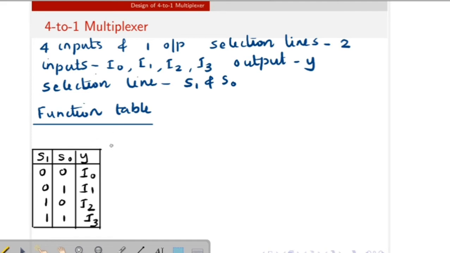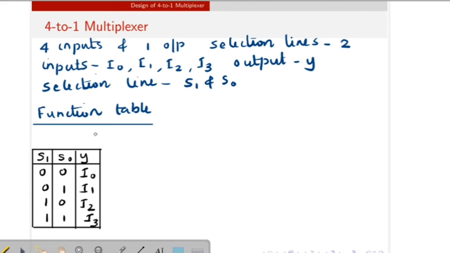In the case of a truth table, we draw the inputs and outputs relationship. A truth table specifies the relationship between the inputs and outputs. A function table also specifies the relationship between the input and output, but here we don't use this function table to generate the Boolean function. That means it actually describes the function of this multiplexer.